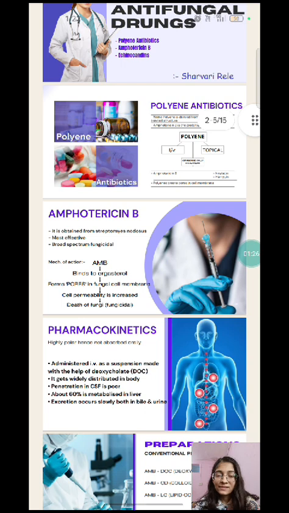Let's talk about amphotericin B. It is obtained from Streptomyces nodosus. It is a broad spectrum fungicidal drug and it is the most effective drug. Let's see its mechanism of action.